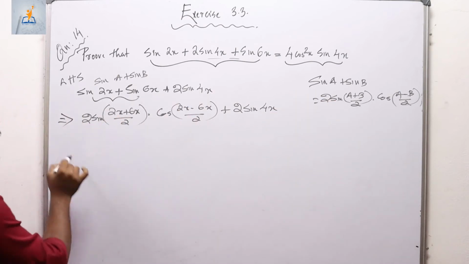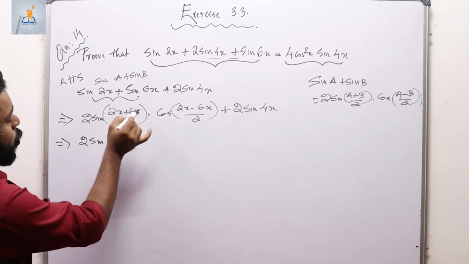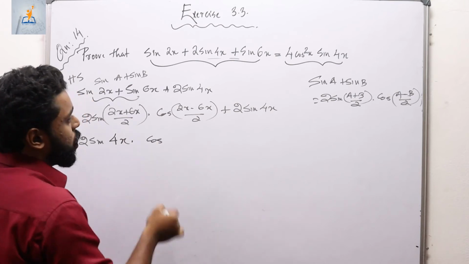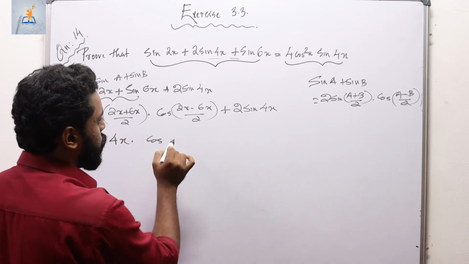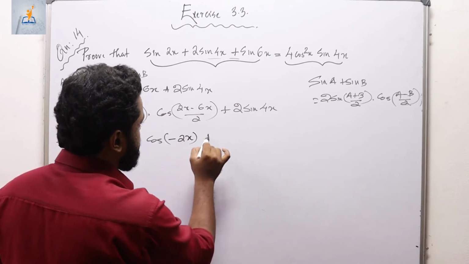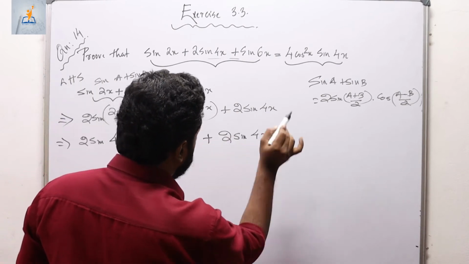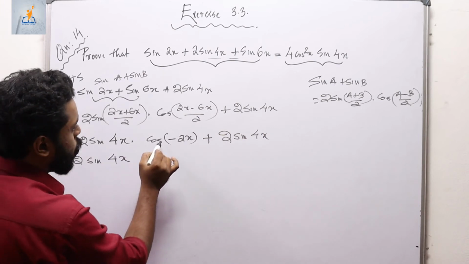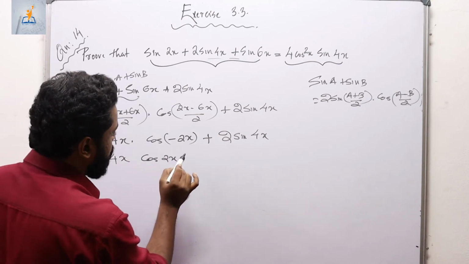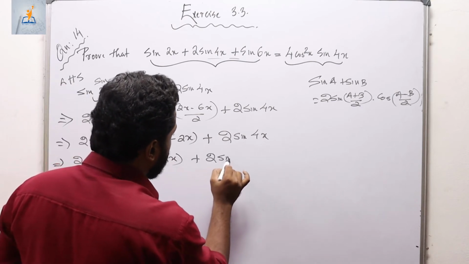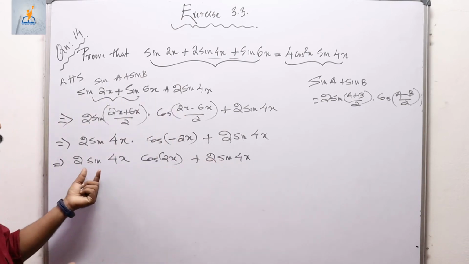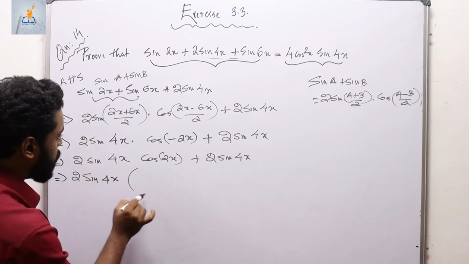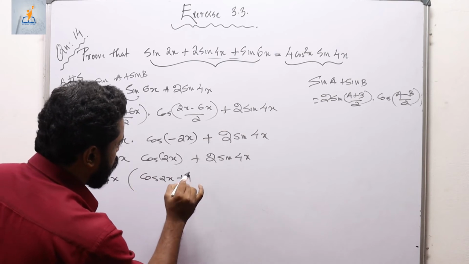Now let me just simplify this. It will become 2 sin of 2x plus 6x is 8x, and 8x by 2 is nothing but 4x, into cos of 2x minus 6x is minus 4x, by 2 is minus 2x, plus 2 sin 4x. Correct. Now it is equal to 2 sin 4x into cos minus 2x, which is nothing but cos 2x. We know that. So it is plus 2 sin 4x. Again I can take 2 sin 4x as common, isn't it? So it will become 2 sin 4x into (cos 2x plus 1).